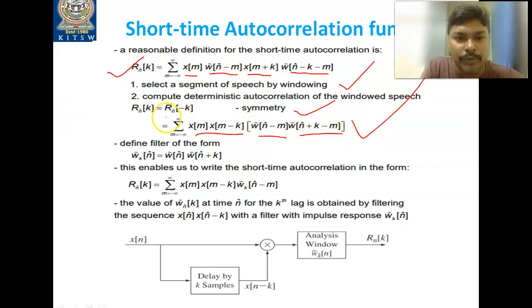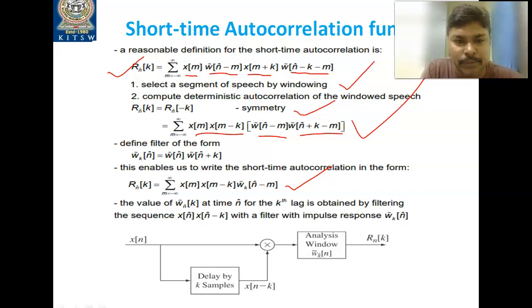And how can we define the filter of the form? The filter of the form w_k of n is equal to w of n into w of n plus k. So this enables us to write the short-time autocorrelation function in the form Rn of k equals the sum of x of m into x of m minus k into w_k of n minus m.